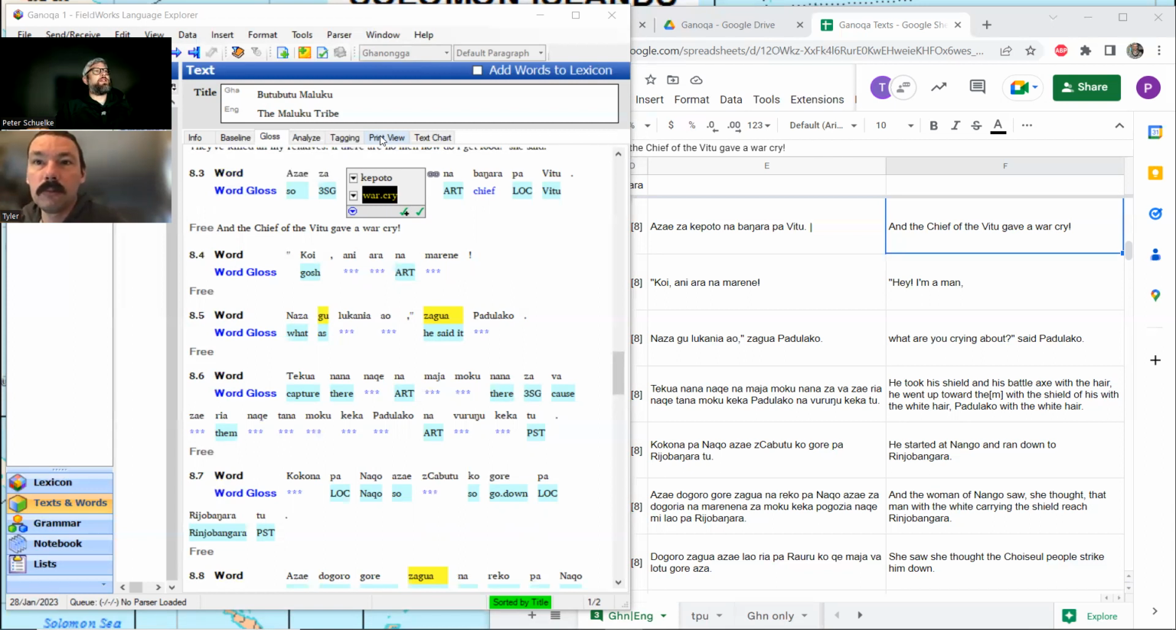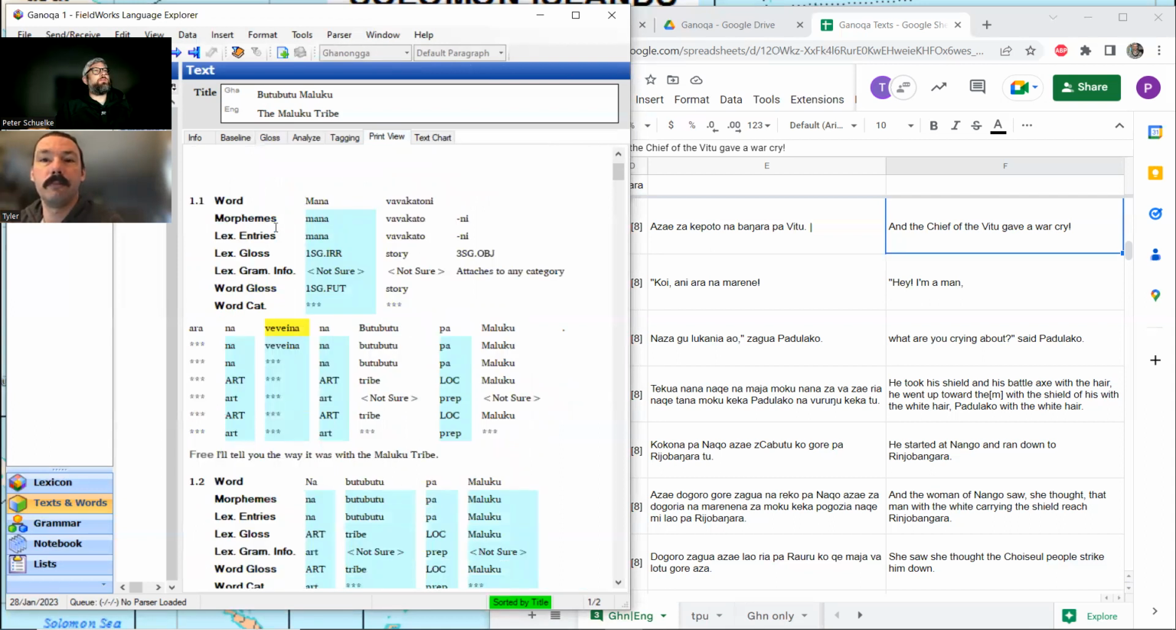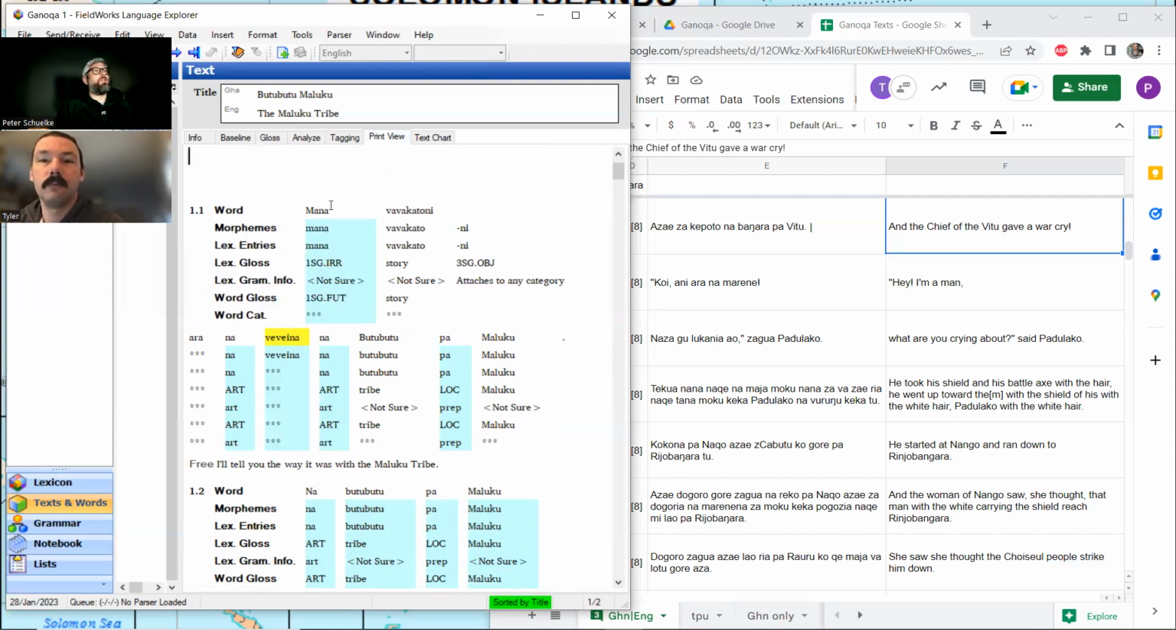It's worth noting that Flex here in our text and words has a print view tab. When you go here, you can print this out, and in Flex, you can use this little arrow to hide certain things, so it doesn't have to have so many glosses between the basic sentence, the baseline sentence, and the translation. But choosing which ones to leave isn't always that easy. For example, we probably need to update mana, because there we have one singular irrealis as our lexical gloss, and our word gloss is one singular future. It is stuck with the old gloss.